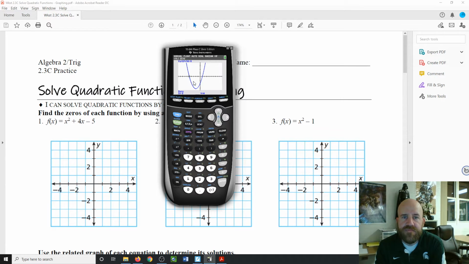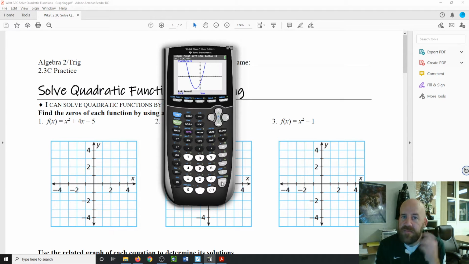And then what we're going to do is find one more piece of information. We're going to find the vertex. So if we go to second trace, which is the calc again, we see a minimum or a maximum. If we looked at the graph, we know that there's a minimum because it's a parabola that's opening up. So we go to option 3.